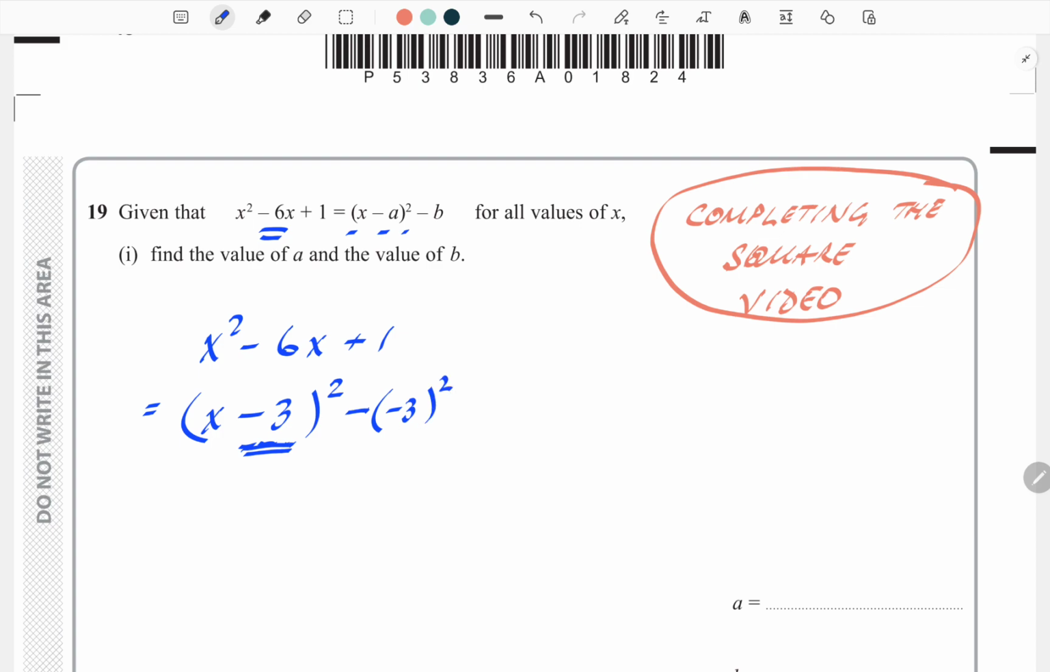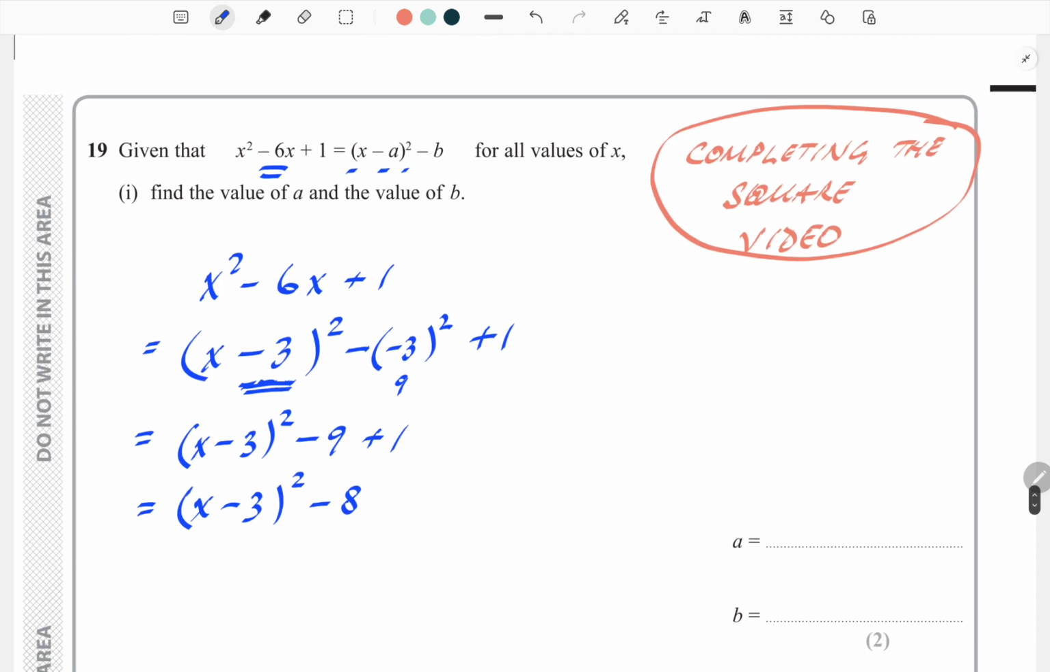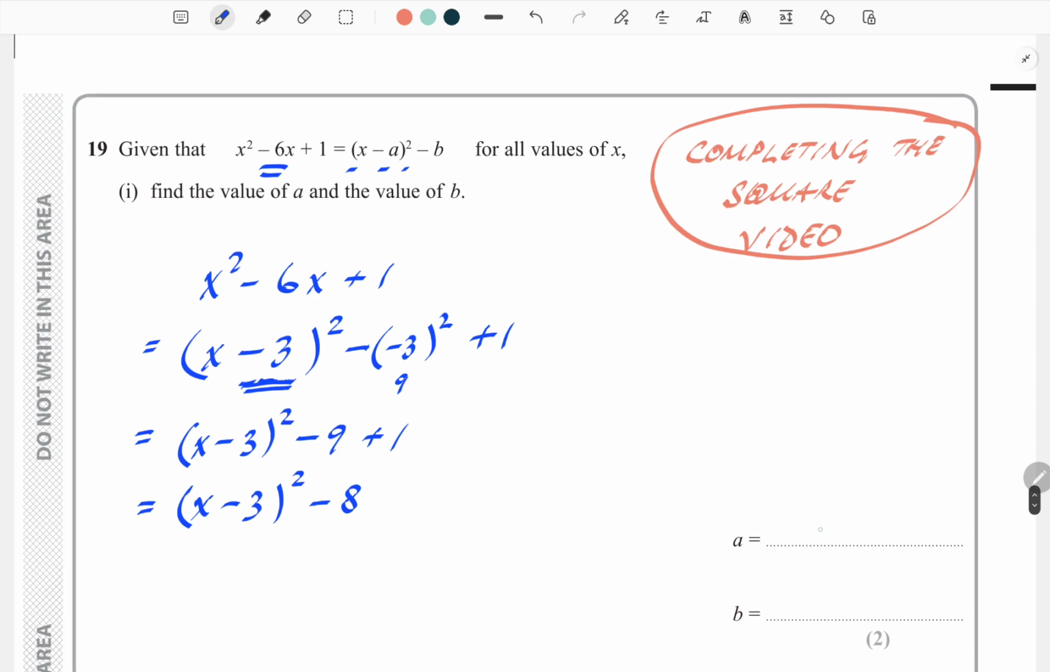Okay. And then you have the original plus 1. All right. So minus 3 all squared is 9. So bear that in mind. X minus 3 all squared minus 9 plus 1. And that whole thing comes out as minus 8. All right. So A is minus 3 and B is actually 8.